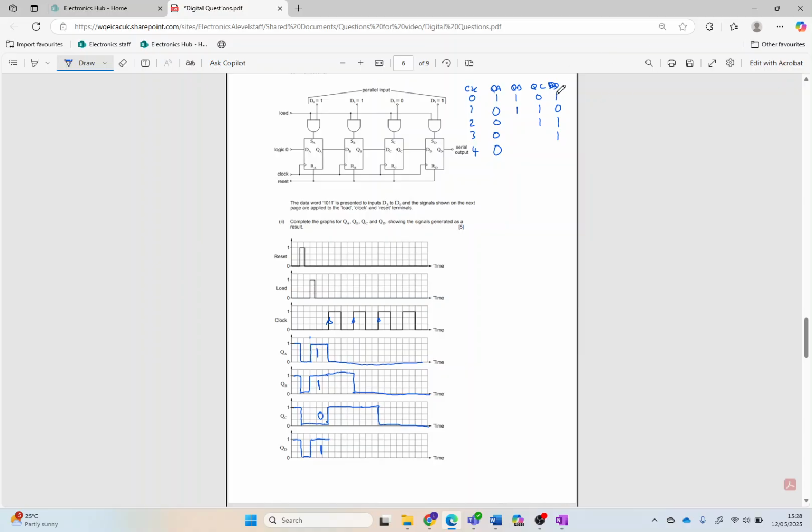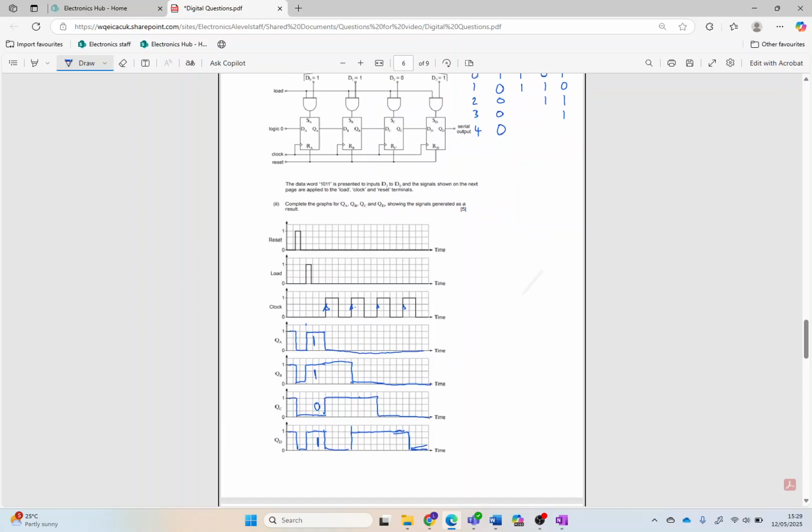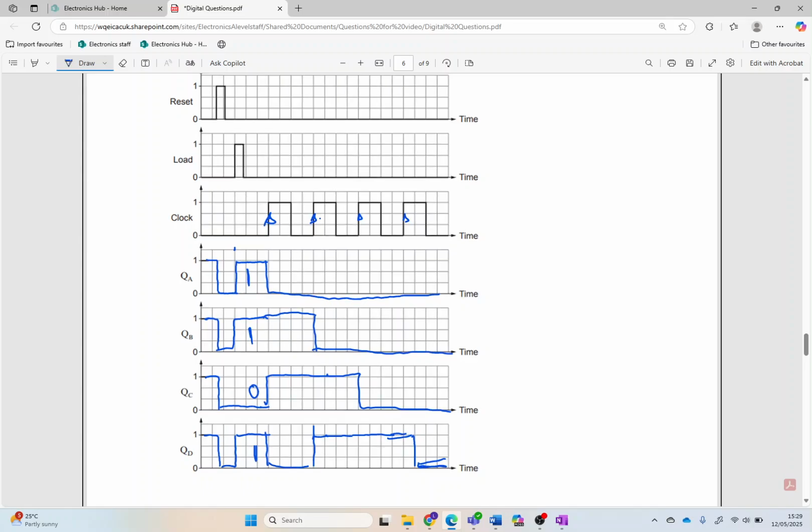And then on QD, on the first clock pulse it's going to go to a 0. Okay, on the second clock pulse it's going to go to a 1. Where's that second pulse? Just there. Oh, line slightly out there. So then we've got 2 clock pulses, 1, 2, and then on this 4th clock pulse there it's going to go to a 0. Hopefully that's in line. Oh, there, like so. And there's our final answer on that.